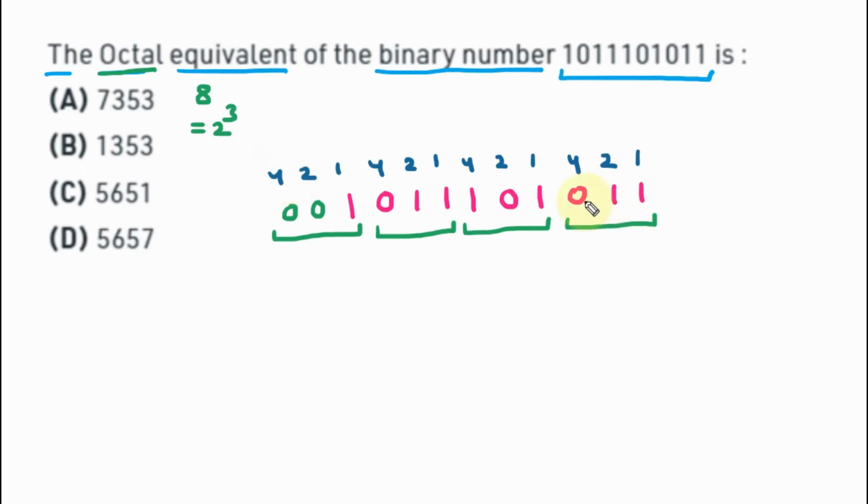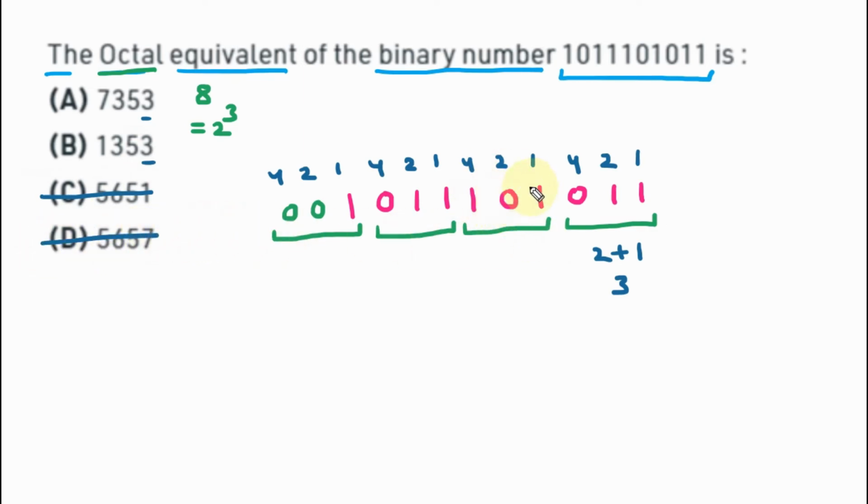So here with the first pair, 4 0 is 0, so discard this. 2 ones are 2, plus 1 into 1 is 1. So 2 plus 1 is 3. So in the last, we need a 3. So we can see that only option A and B are matching. So C and D for sure are not the answers.